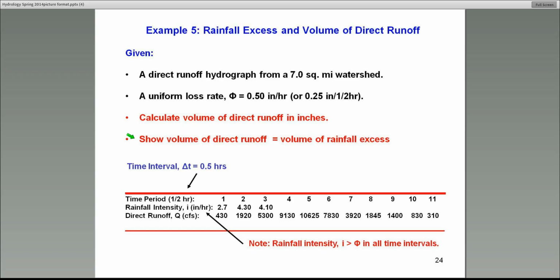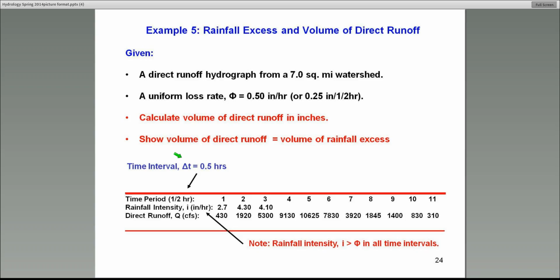But anyway, that's not the main point I'm trying to make here. I'm going to show you how to use the phi index. So here we have a direct runoff from a 7 square mile watershed. The uniform loss rate is 0.5 inches per hour, and calculate the volume of direct runoff in inches. So if you look at the hydrograph here, it's given in inches per hour, so the units must match up.